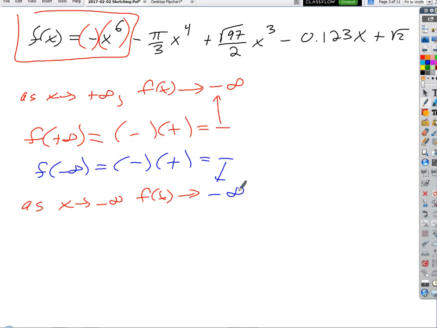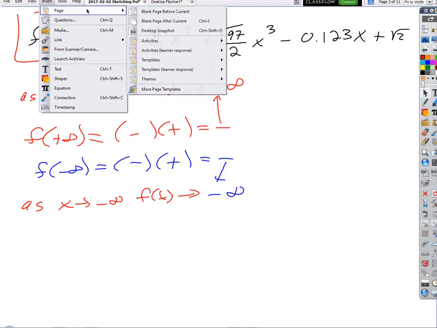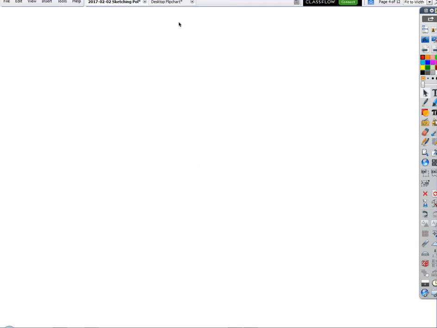Okay. We could even go one step beyond that. And this is going to look like it's something harder, but it's actually easier. So what if I gave you something like this? F of x equals, how about negative 2x squared times x plus 3 times x minus 4. And I want to know the end behavior.